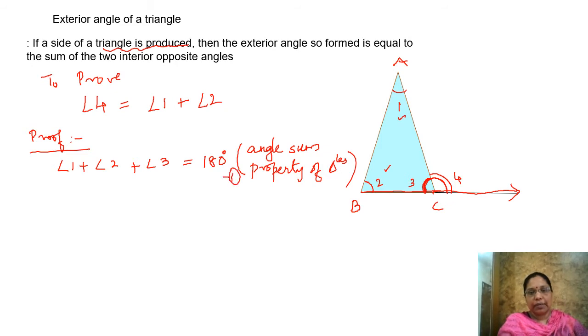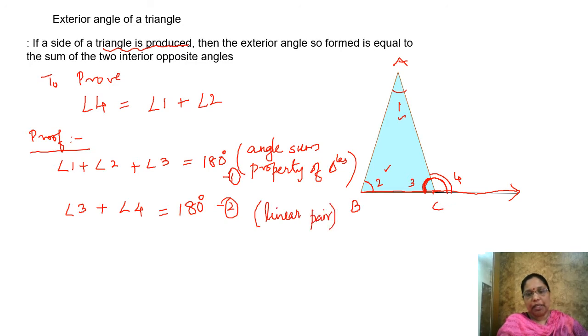That is the first one. Then see angle 3 plus angle 4. What will be angle 3 plus angle 4? It will be equal to 180 degrees. Why? Linear pair. It is on the straight line, isn't it? Angles on a straight line, you can write, or you can write linear pair. There are only two angles, so angle 3 plus angle 4 should be 180 degrees.